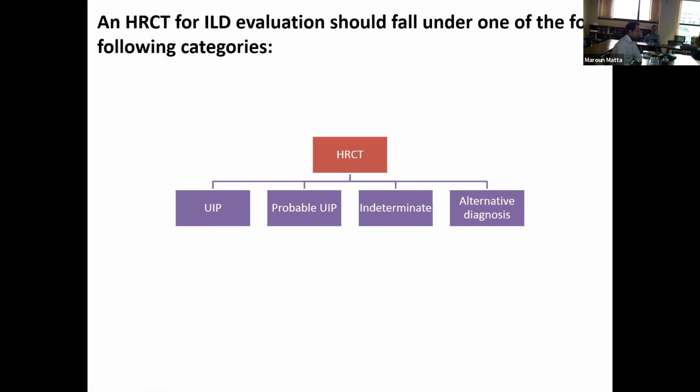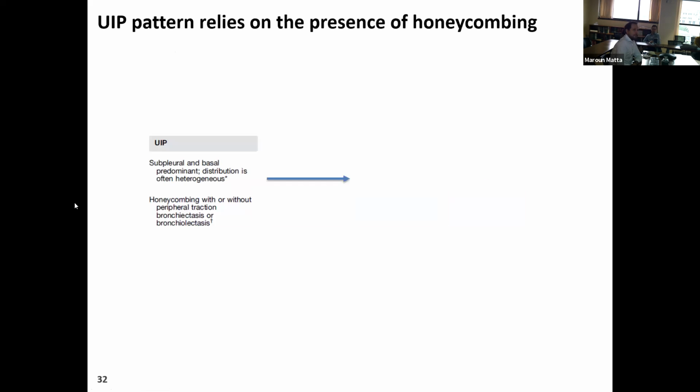So pleural involvement, local basal involvement level, presence of honeycomb. So it all falls on the presence of honeycomb. All of the following ones, probable and indeterminate, are going to have lower lobe predominance and subpleural reticulation as predominant.